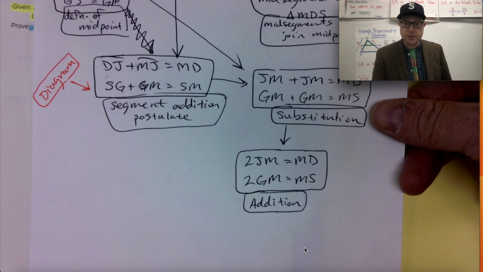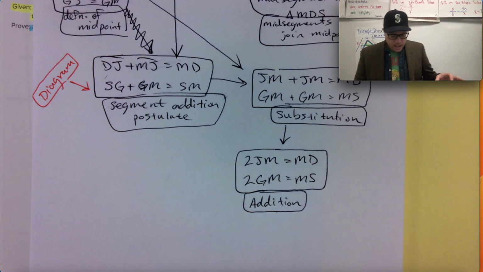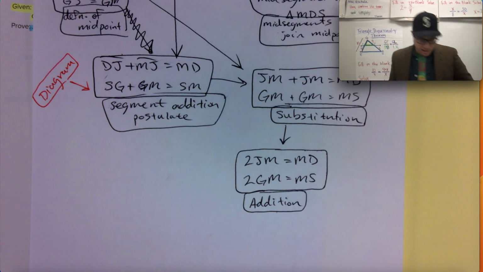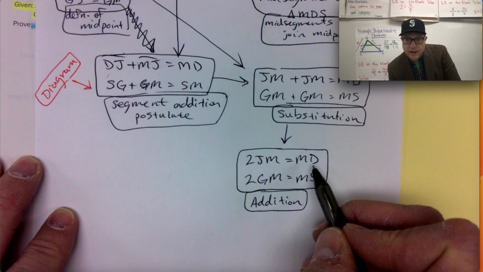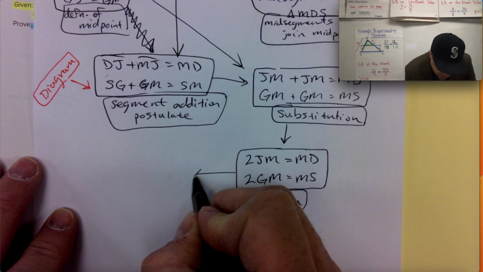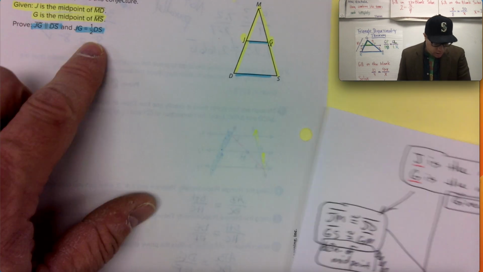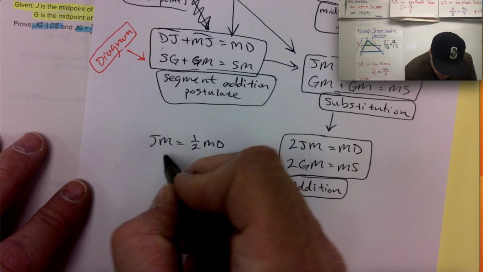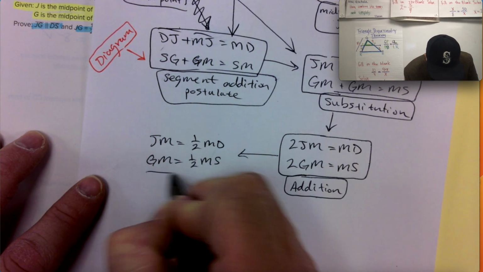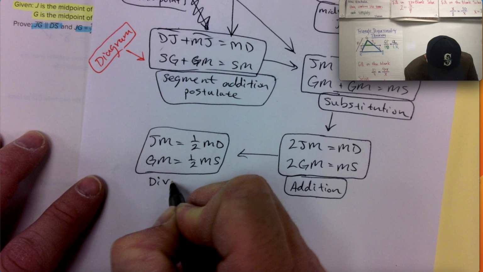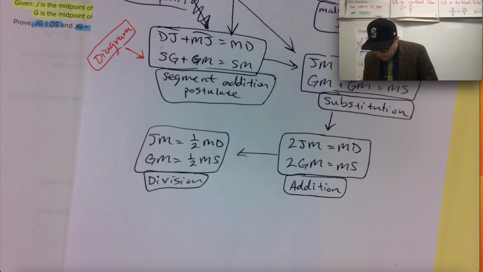All right, this is what we're going to do, though. We're going to take all of those statements so far, and I'll give this snapshot of everything. I'm going to do a little division right now. I'm going to divide both sides by 2. So if I divide this side by 2, and then I divide MD by 2, we wind up with this: JM equals 1/2 MD. That's it right there. Okay, GM equals 1/2 MS. This is just using division.